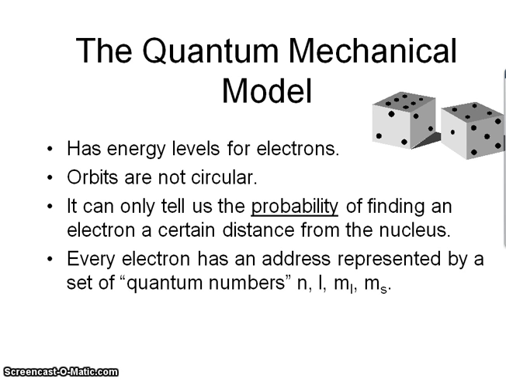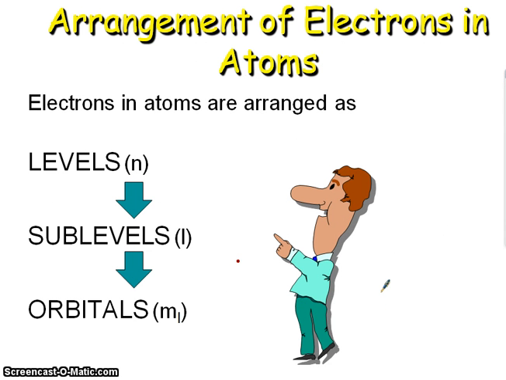So we're not going to go into what L and M sub L and M sub S stand for, but think of these as levels as far as your address goes. So for example, N could be like the state you live in, and L could be the city, and M could be the street, and then M sub S might be the house number. And so every electron has an address, just like you have an address. All right, so I saw this done before, and I think this helps a lot as far as understanding how electrons are arranged.